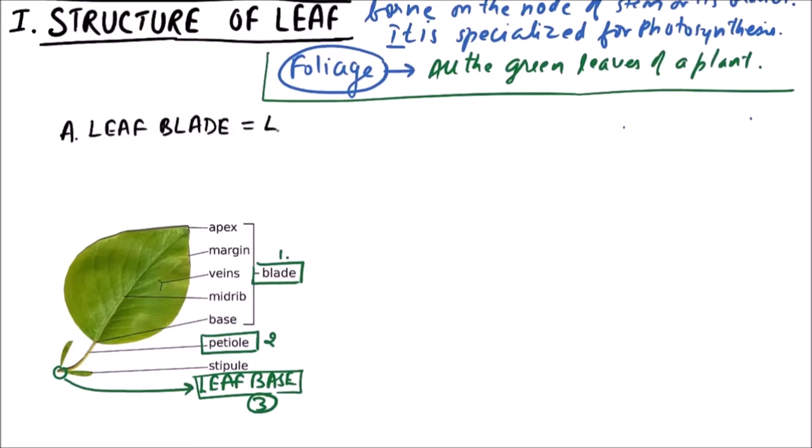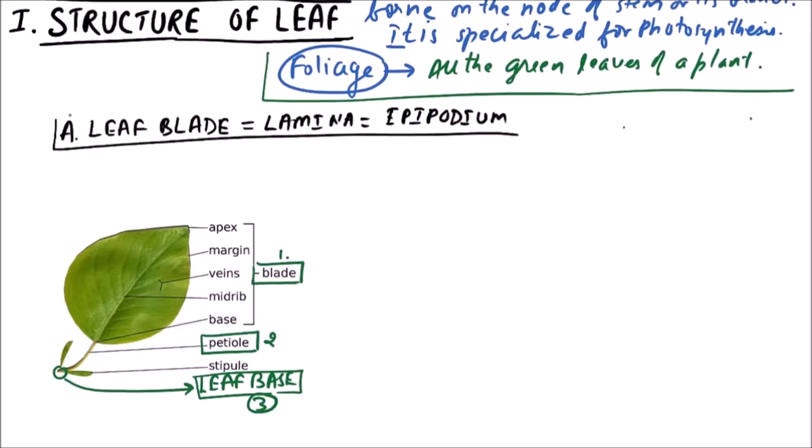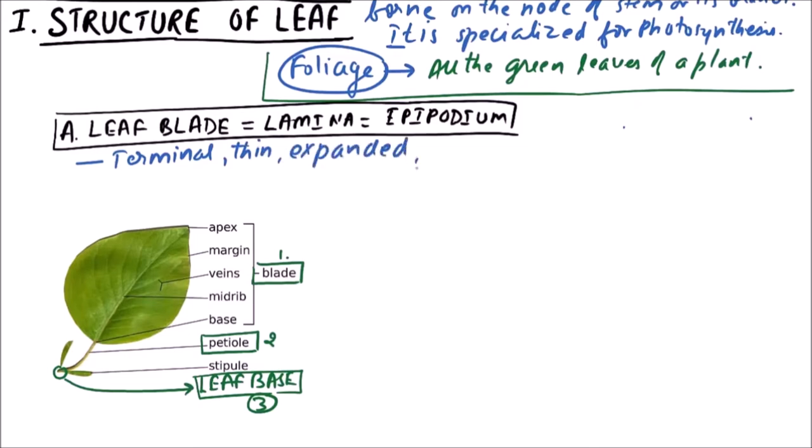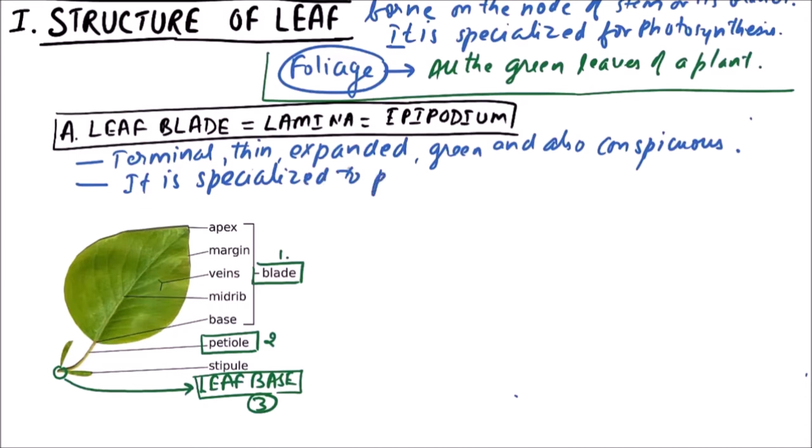Leaf blade is also known as lamina or epipodium. Now, important points about epipodium. It is terminal, thin, expanded, green. Also, conspicuous. It is specialized to perform photosynthesis.